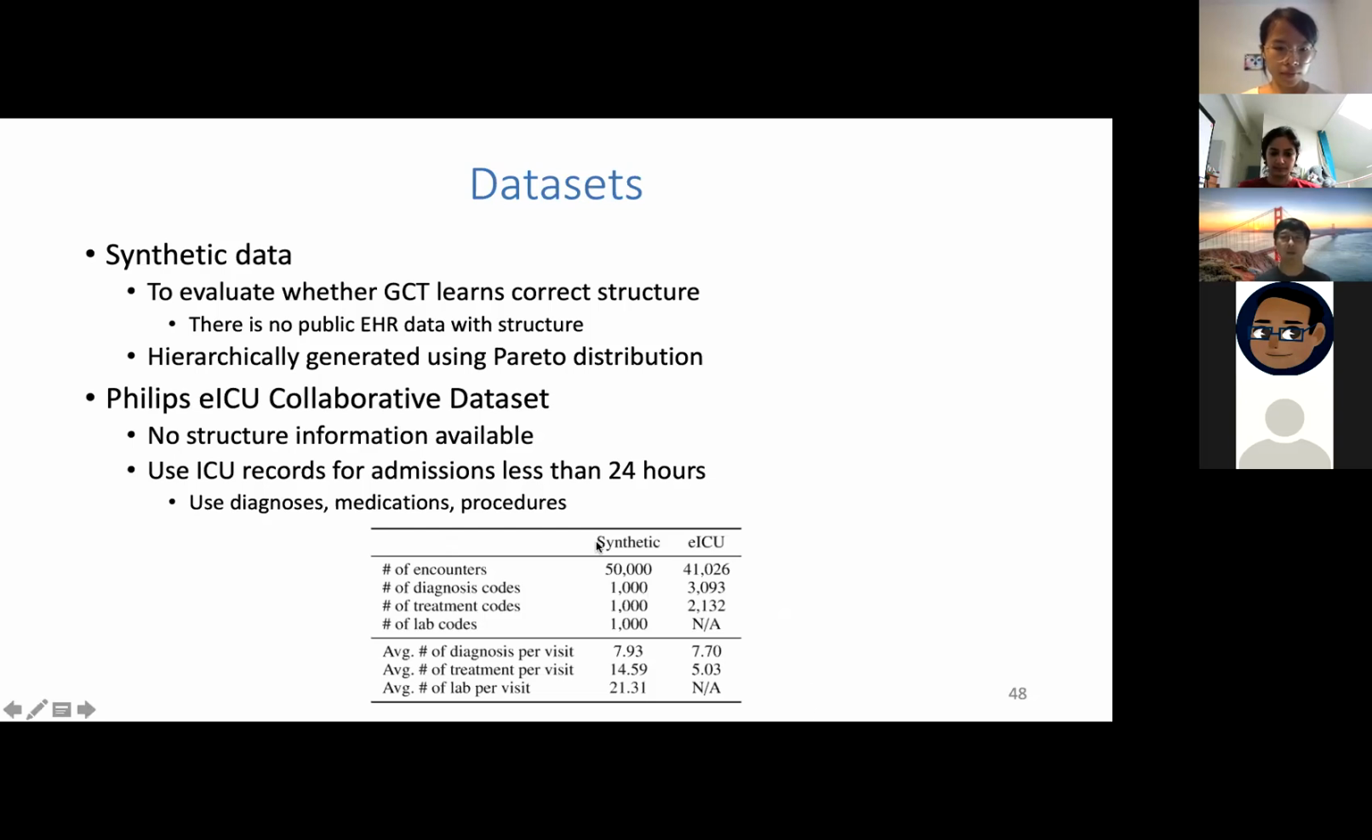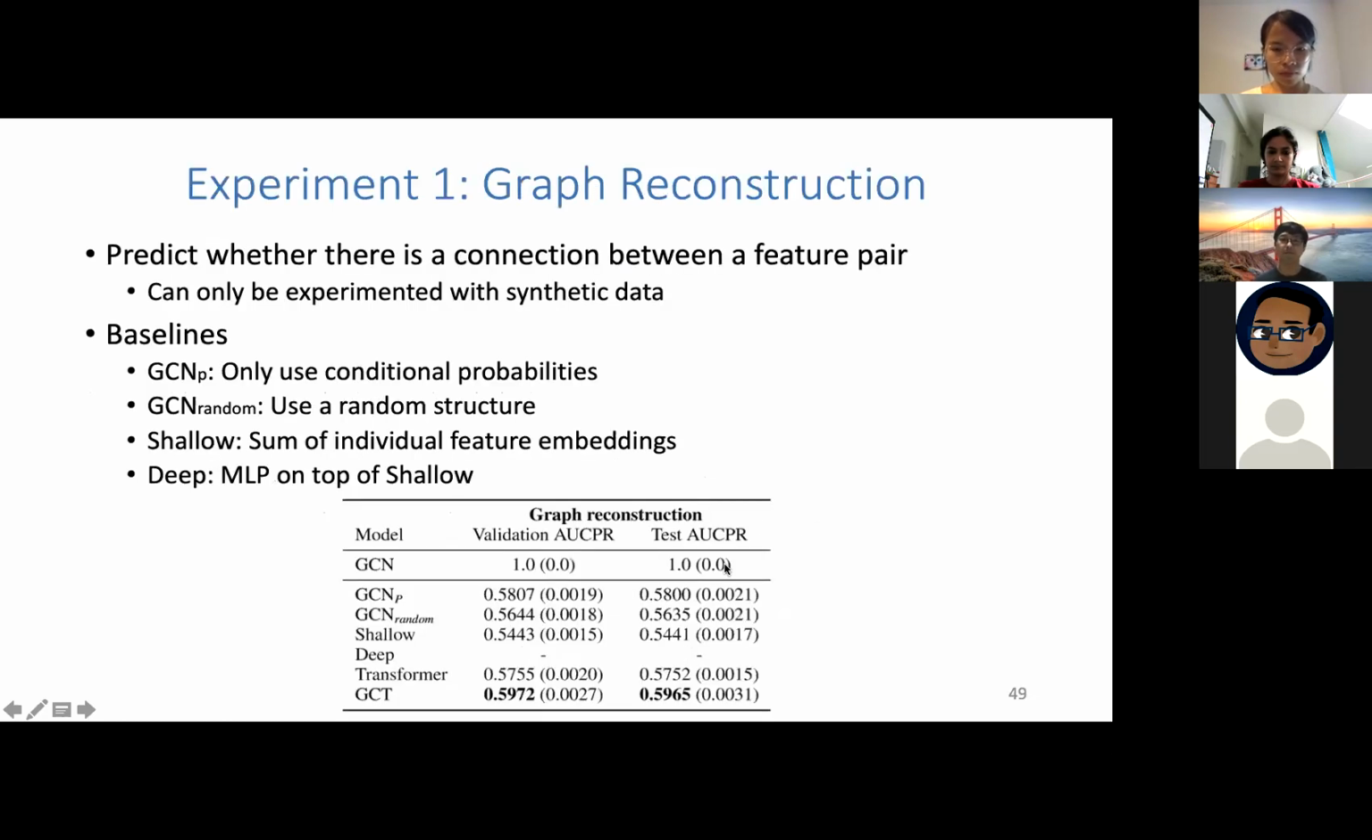So there I used two datasets. The synthetic one is the one I created where the true graph structure is known, and eICU is one of the open source EHR datasets where the true graph structure is unknown. The synthetic dataset is used for proof of concept or validation, and eICU is used for real world applications. What I did with the simulated dataset is basically graph reconstruction: given a pair of codes in a visit, try to predict whether there should be a connection between the two or not. So simply, this is a graph reconstruction task.